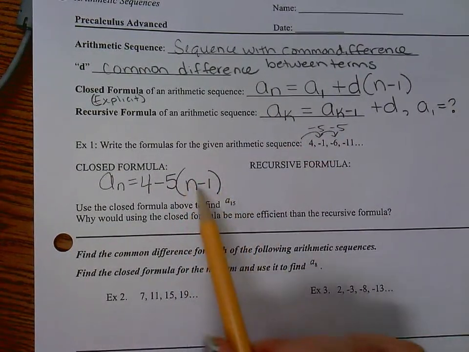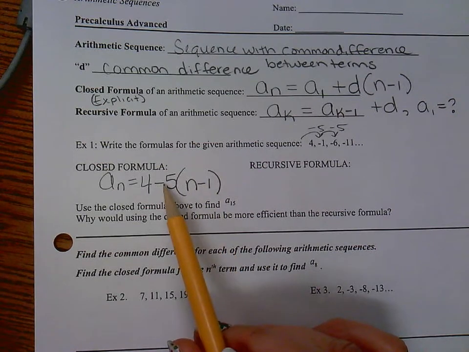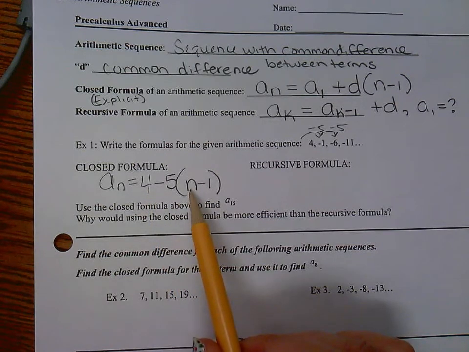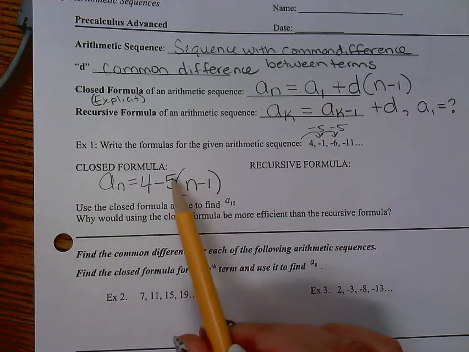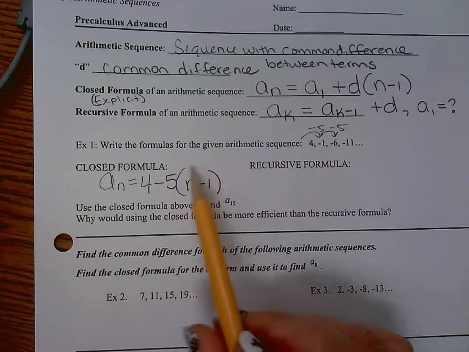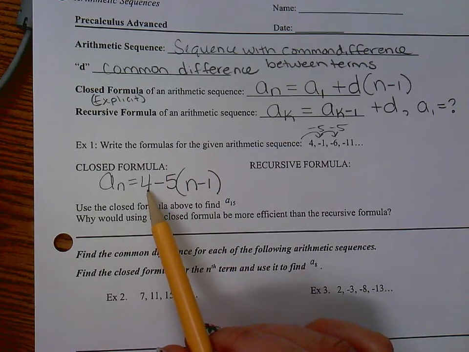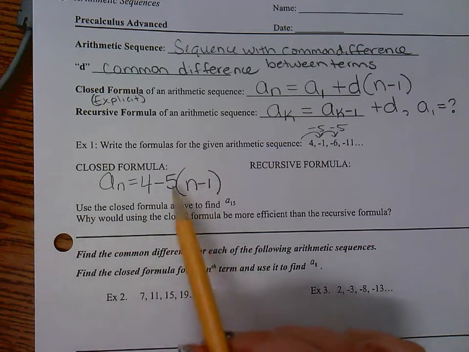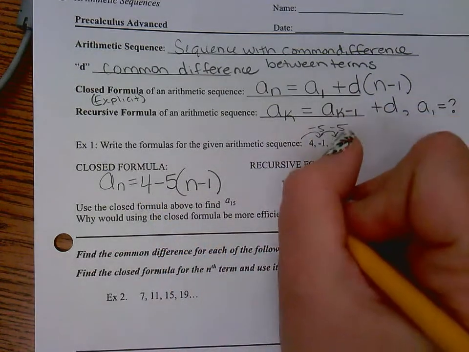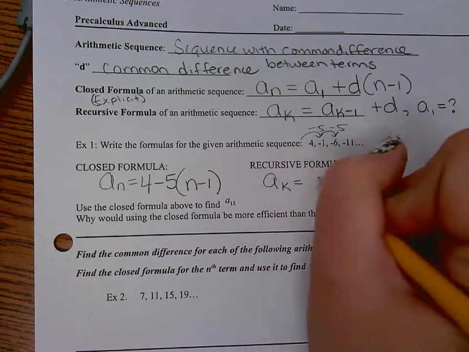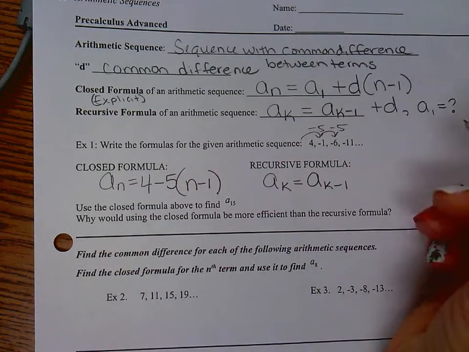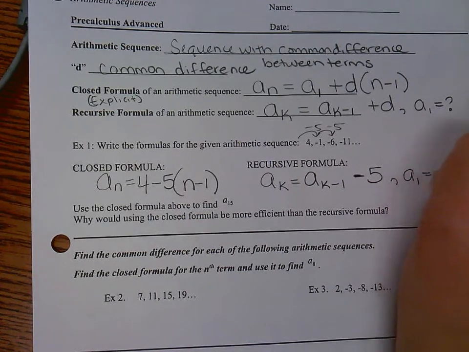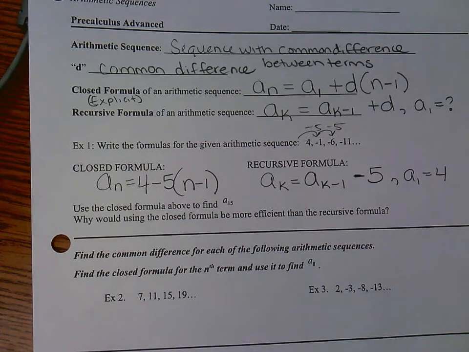Why is it n minus 1 times? Well, I don't want to subtract 5 the very first time, because then I wouldn't have 4 as my first term. See how when I plug in 1 right here, 1 minus 1 is 0, 5 times 0 is 0. I'm not subtracting anything, so I just get 4 as my first term. Then when I plug in 2 here, 2 minus 1 is 1, so I'm just subtracting 5 once. And the recursive formula: a sub k equals a sub k minus 1 minus 5 each time, and I need to tell it to start at 4 for the first term.